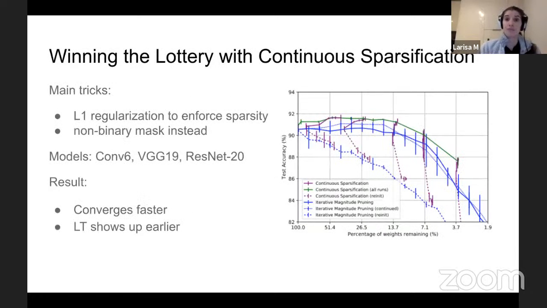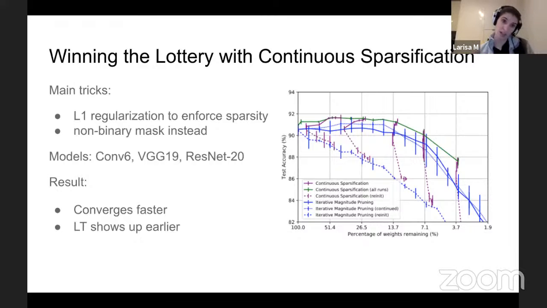Yeah, and the last paper I want to mention regarding the lottery ticket hypothesis and follow-up papers. This is "Winning the Lottery with Continuous Sparsification." Here, the authors again decided to address the problem of sparsity, and that the lottery ticket doesn't work that well on big models. And they applied a little bit of another trick. So they also applied L1 regularization, but not to batch norms, but to the whole model.